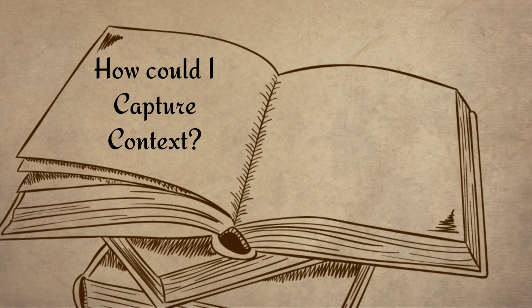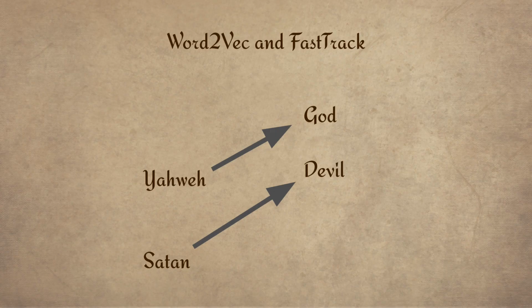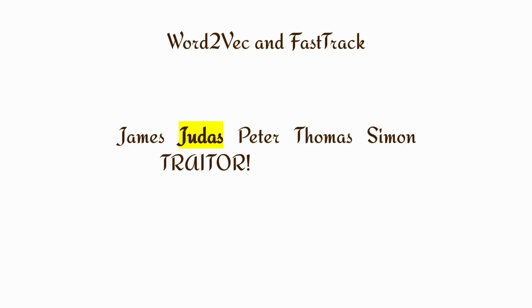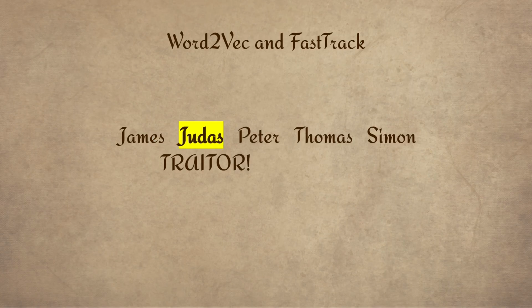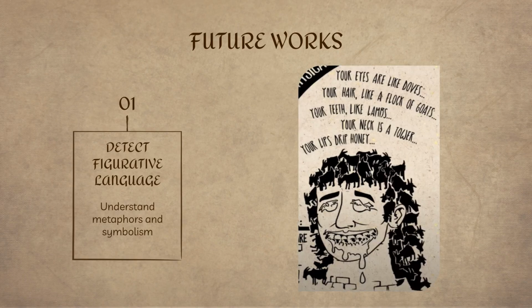Finally, I tried to capture context using word embeddings, which is a more advanced technique than the ones I've showed you so far. This captures more meaning behind words. It does this by representing words as vectors that can contextually relate to one another. You can do some really neat things with these models, such as inputting a list of apostles and singling out Judas as the traitor. This is a really nice tool to capture a bit more depth behind the words in the Bible. But there is still so much more to be done.